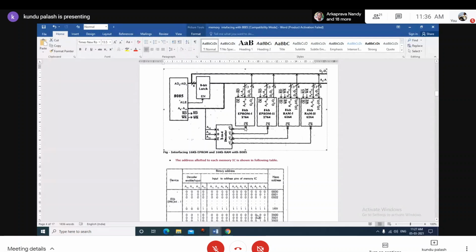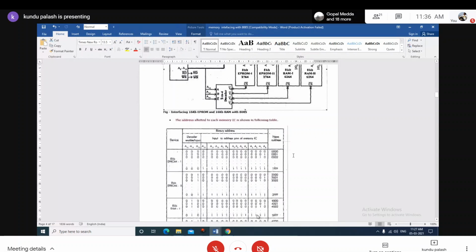What will happen if we connect 16 kilobyte memory blocks? We require a further additional address line, that is A13, but A13 is utilized by the decoder. So should I connect the A13 to a common address line? Yes or no? That is the question to you. You must be able to answer.